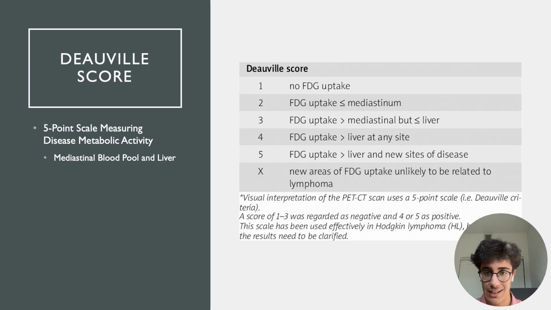Now, score 4 means that the FDG uptake is more than the liver at any site. And score of 5 means that the FDG uptake is more than the liver at any site, and there have been new sites of the disease observed in the scan. These are the scores of 4 and 5 that mean there's possible treatment failure or metastasis.